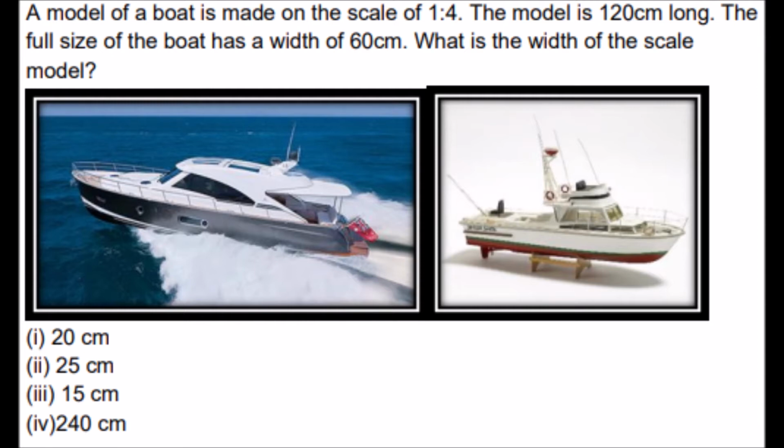But the question is, now the boat has a width of 60 centimeter. Now, dividing the width by 4, 15 centimeter is its scale model. So while drawing this boat model, we will take the scale factor as 1:4 ratio, which means its length we will consider as 120 divided by 4 which is 30 centimeter and its width is 60 divided by 4 which is 15 centimeters.